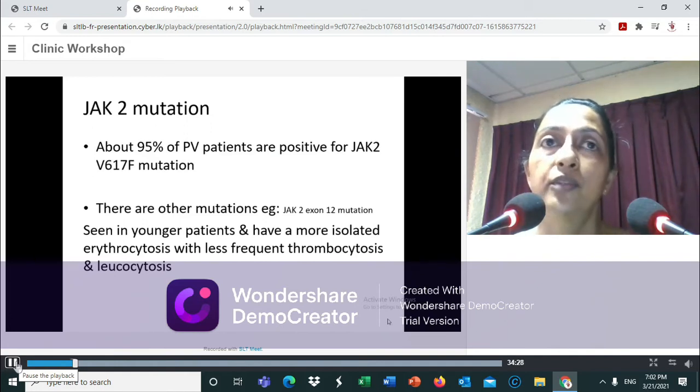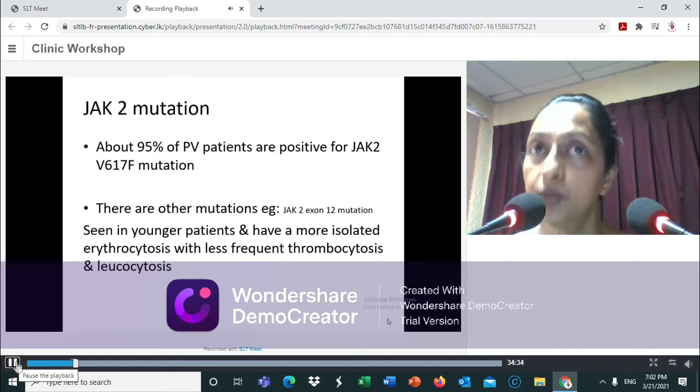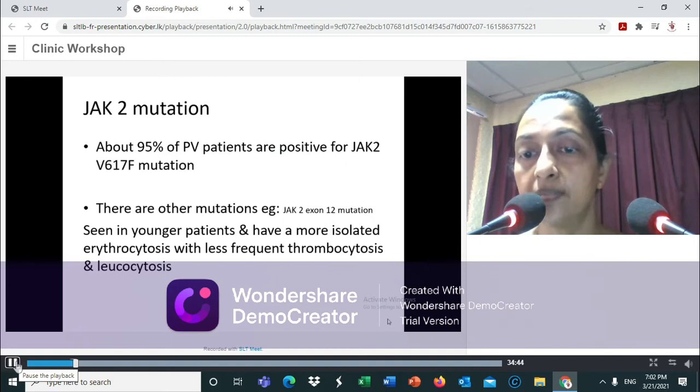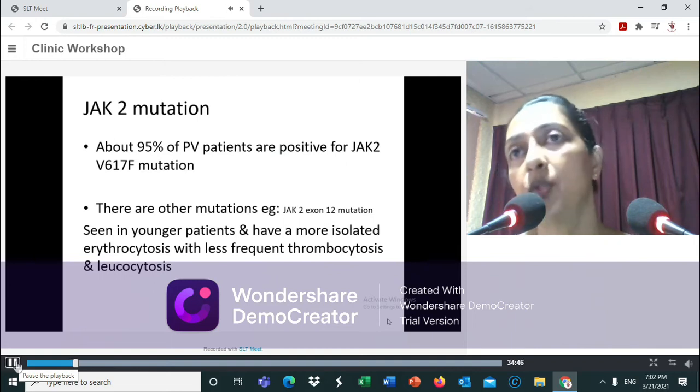Therefore, if you are dealing with a young person who is JAK2 negative, who has only erythrocytosis, and you want to exclude primary polycythemia vera, you may have to go ahead with a JAK2 exon 12 mutation test. Okay.